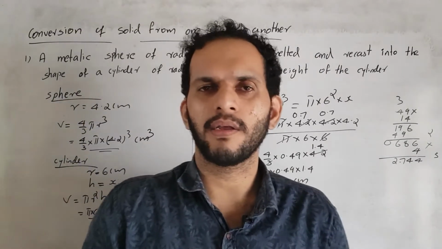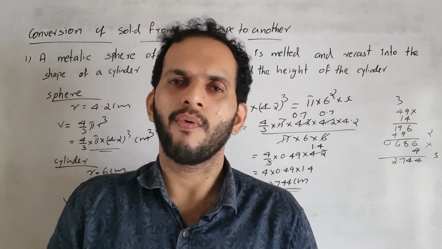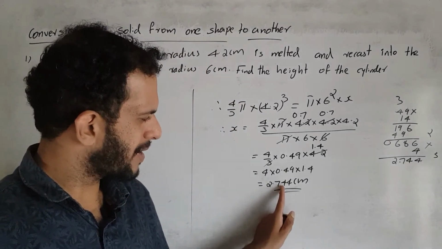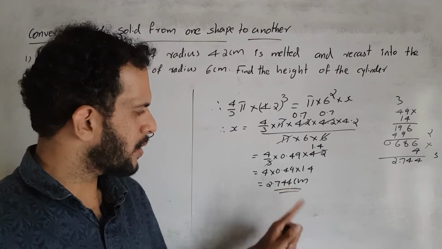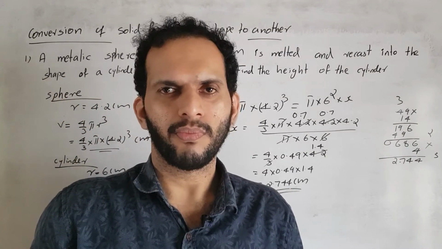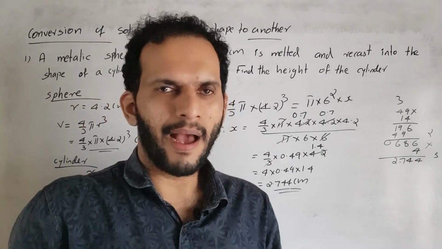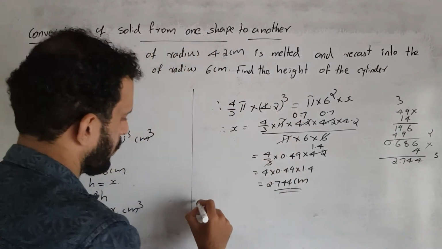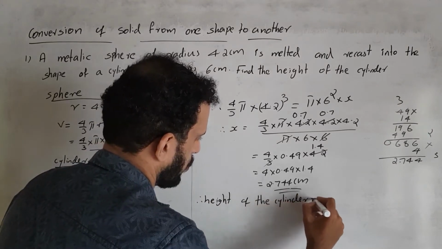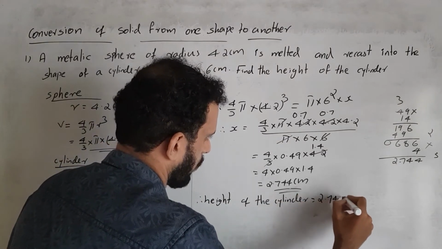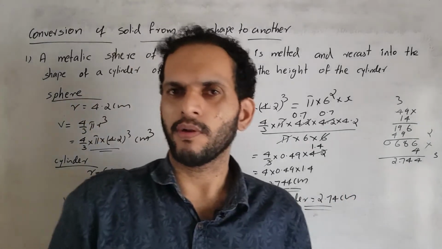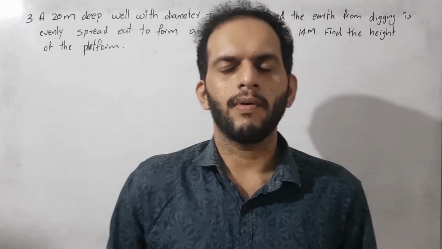The height of the cylinder is 2.744. If it is possible to round, as the value is less than 5, correct, then it is possible to take 2.74 or 2.7. Writing the answer: therefore the height of the cylinder is equal to 2.74 centimeter. Okay, we go to our next question.